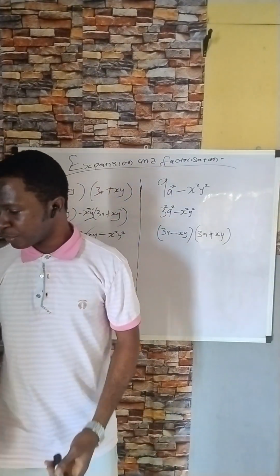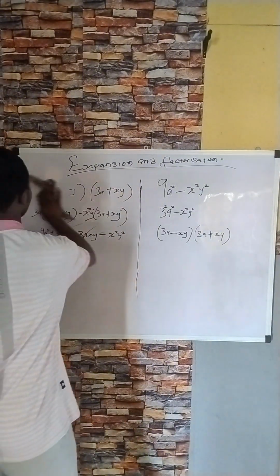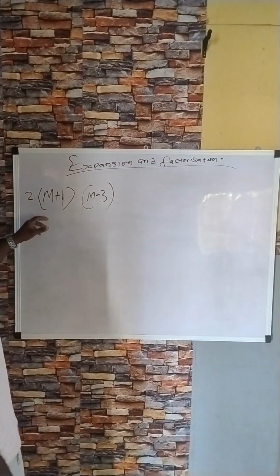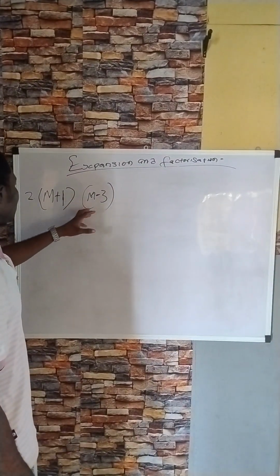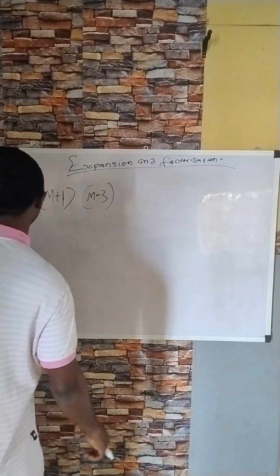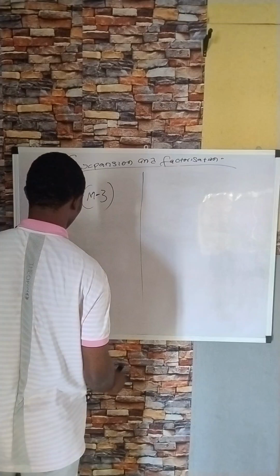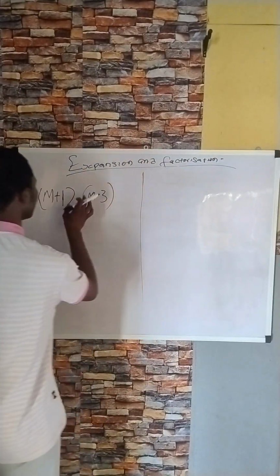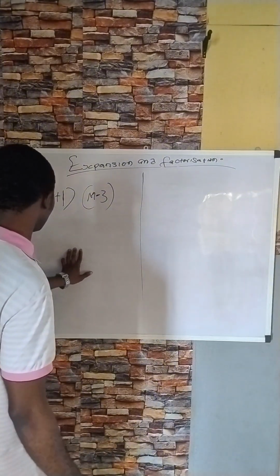Let's take another example. So we have another example here. (m + 1)(m - 3). So how do we solve this? Let's divide this place again. This will be for expansion and this will be for factorization of this term. So let's start.